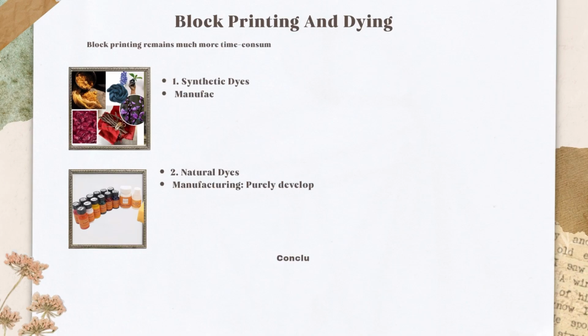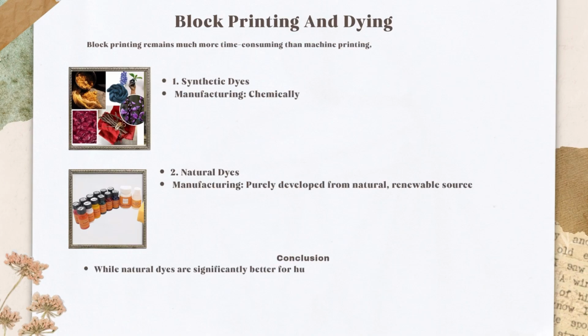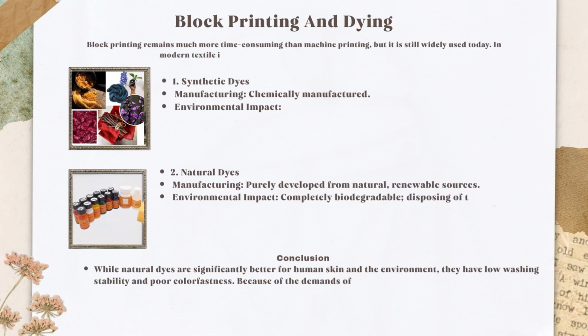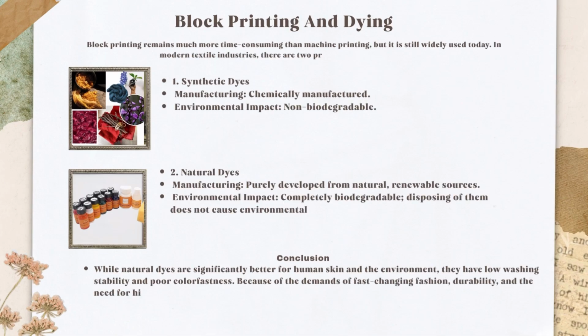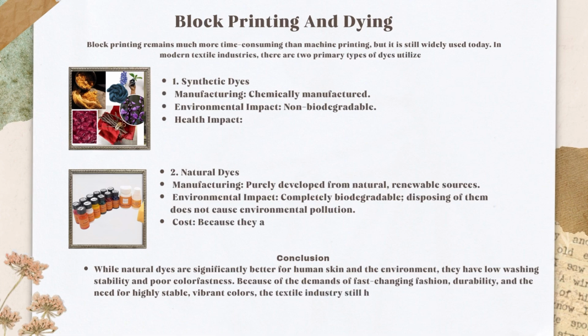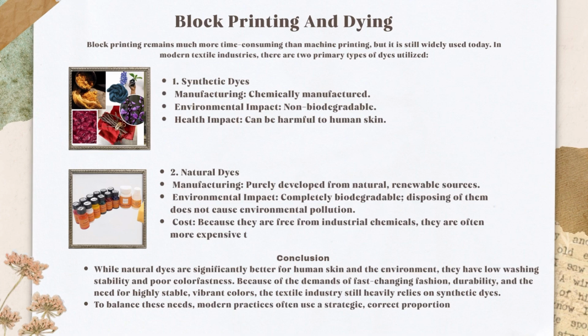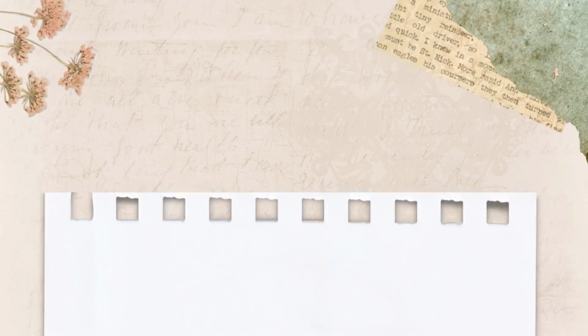Block printing and dyeing. Printers use two types of colors, synthetic and natural. Synthetic dyes are chemical made, vibrant, and cheap, but they can harm the environment. Natural dyes come from plants and minerals. They are eco friendly and safe for skin, though they cost more to produce.